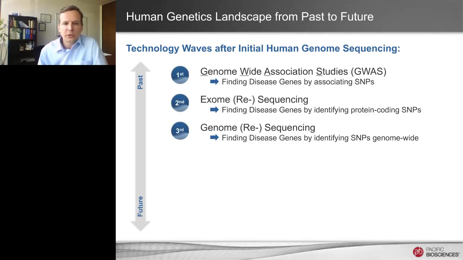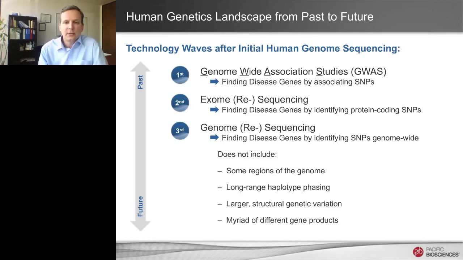But it's also worth noting that there are certain limitations. The $1,000 genome will not include some regions of the genome. They're either not covered or are covered at poor quality. It will not include haplotype phasing, drawing the connection of the SNPs with respect to whether they're contained on the mother or on the father chromosome. It will not contain many forms of larger structural genetic variations, and it also does not include the myriad of the different gene products that are made from these genes.